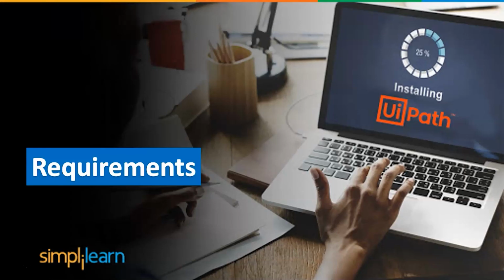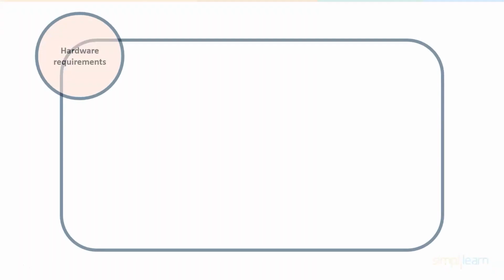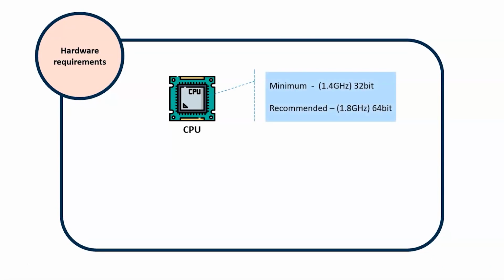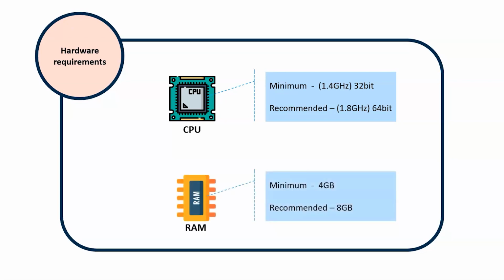So let us see the requirements. We will first look at the hardware requirements. The CPU should at least have a processor of 1.4 GHz 32-bit configuration, or it's recommended to have a 1.8 GHz 64-bit configuration. The device is recommended to have a RAM of 8 GB, if not at least a minimum of 4 GB. Let us look at the software requirements.